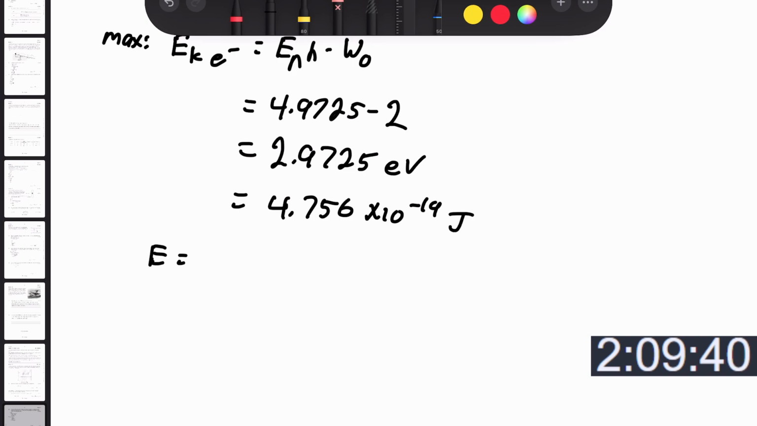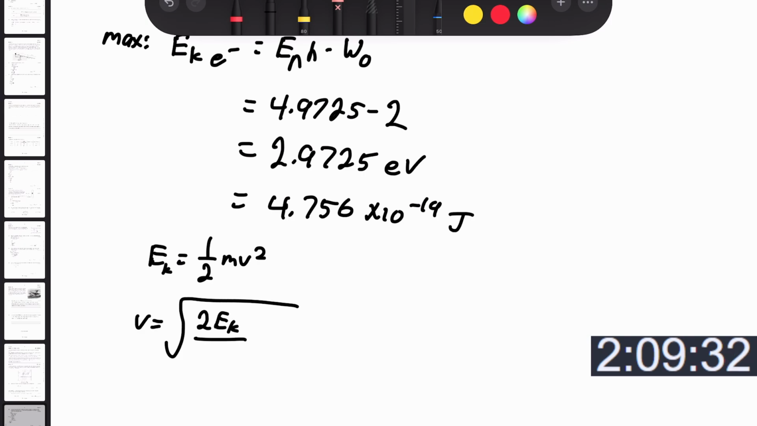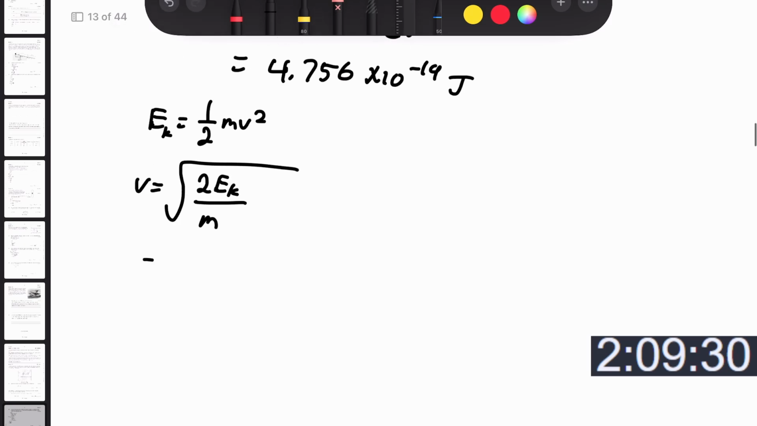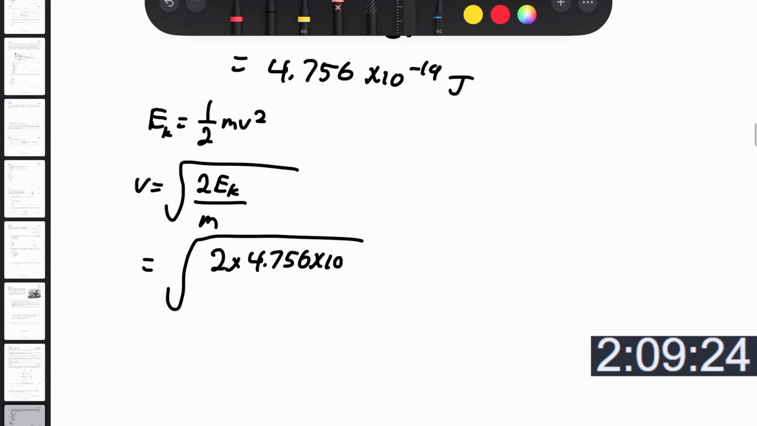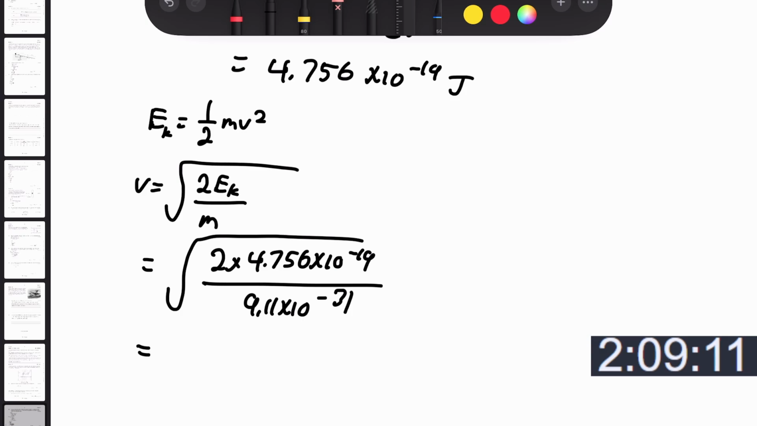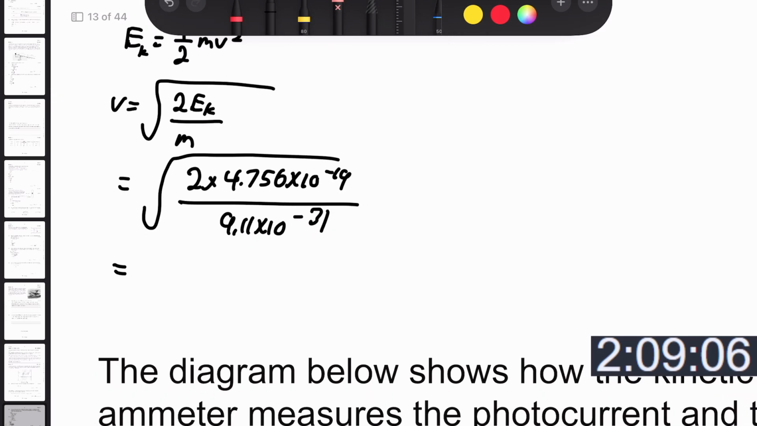If E equals half mv squared, then v is equal to the square root of 2 EK over m, which is equal to 2 times 4.756 times 10 to the negative 19 over 9.11 times 10 to the negative 31. 2 times 4.756. So 1, 2, 3, 4, 5, 6. So 1.02 times 10.